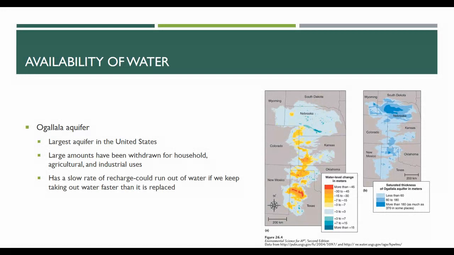In figure 26.4, you can see two things. First is the water level change in meters. Some of it is relatively neutral. Maybe we're at plus or minus 3 meters, but there are several spots where there is between 7 and 45 meters of change. And the other thing you can see is the saturated thickness of the aquifer in meters.